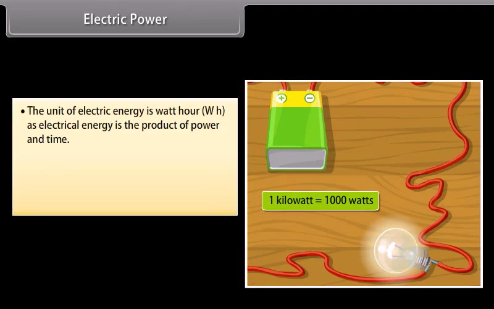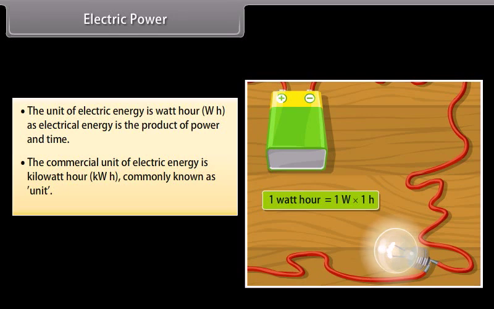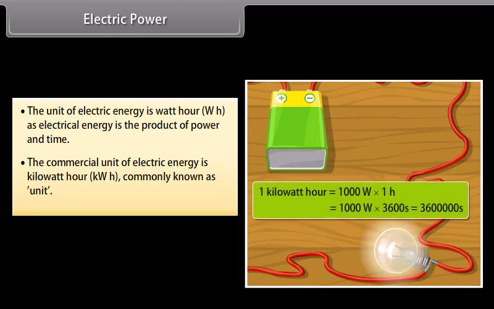The unit of electric energy is watt-hour, Wh, as electrical energy is the product of power and time. The commercial unit of electric energy is kilowatt-hour, kWh, commonly known as unit.